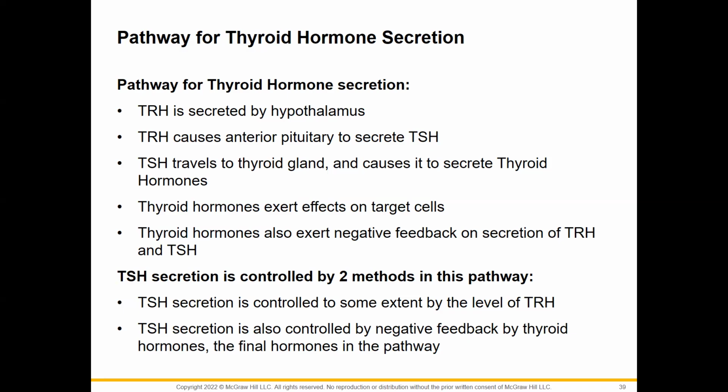Remember that target cells are those cells that have receptors on their surface for that particular substance. So only a target cell will be affected by the increased amount of the hormones that the thyroid is secreting, because those will be the ones with the receptors. Thyroid hormones can also have a negative feedback on TRH and TSH.